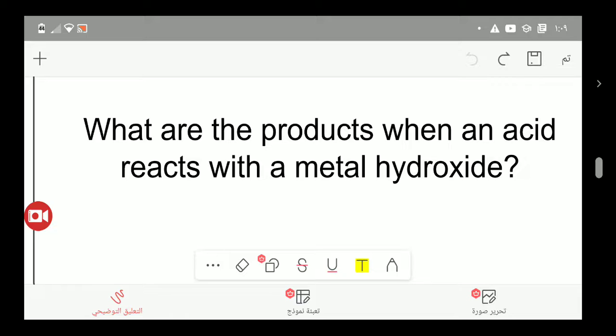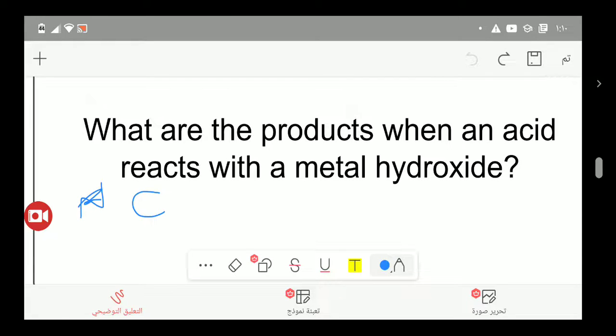What are the products when an acid reacts with a metal hydroxide? The difference here is we have to choose a metal hydroxide, such as calcium hydroxide, Ca(OH)2, plus an acid such as HCl.